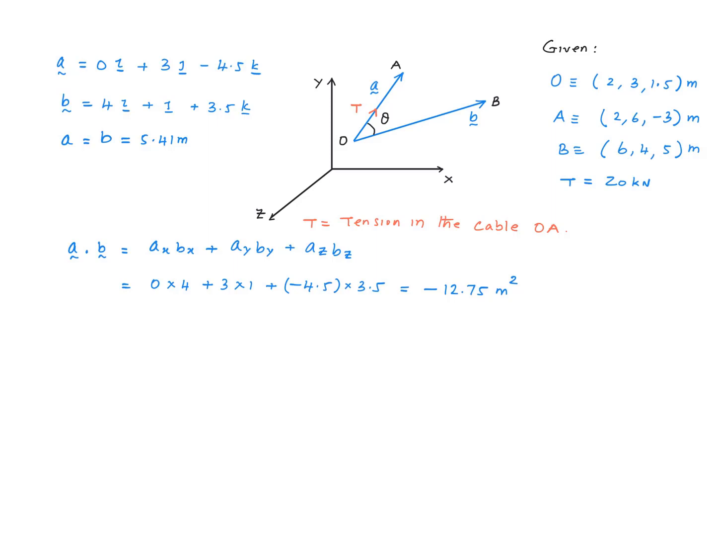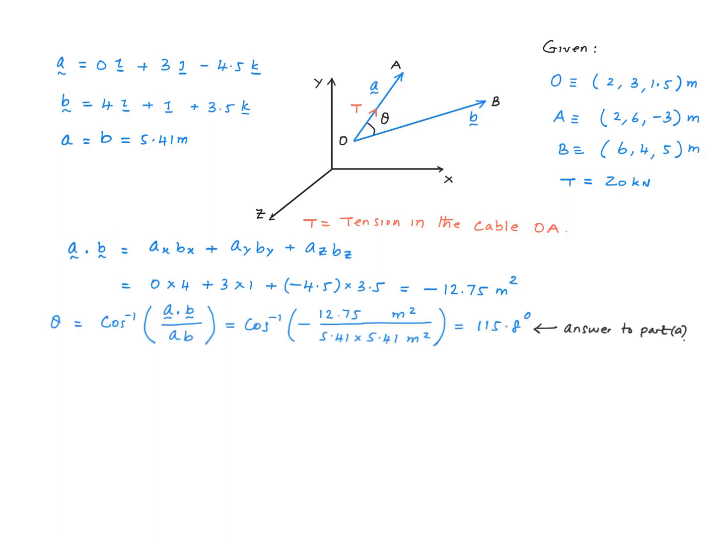If you are keeping track of units, the unit of A dot B is going to be meter squared. A is in meters, B is in meters, and therefore A dot B is in meter squared. Now we can easily find the angle theta. So here are my calculations, and I get a value of 115.8 degrees for theta.